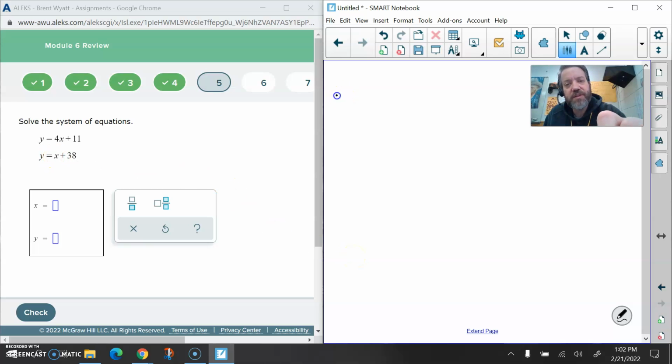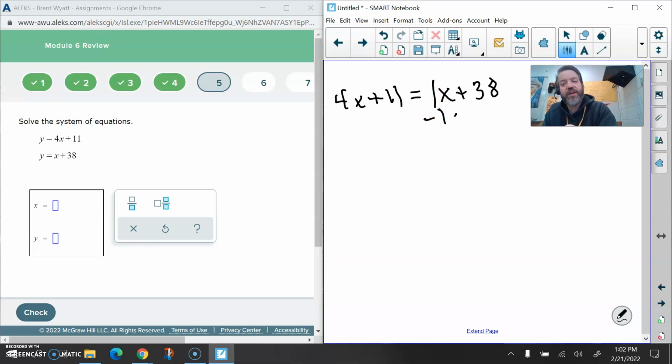So I'll write 4x plus 11 equals, and then I have x plus 38 on the right side of my equation. That's, again, really 1x there. So let's subtract 1x here, subtract 1x here, because I do not want x's on both sides. And 4x minus 1x is 3x. 3x plus 11 equals 38.